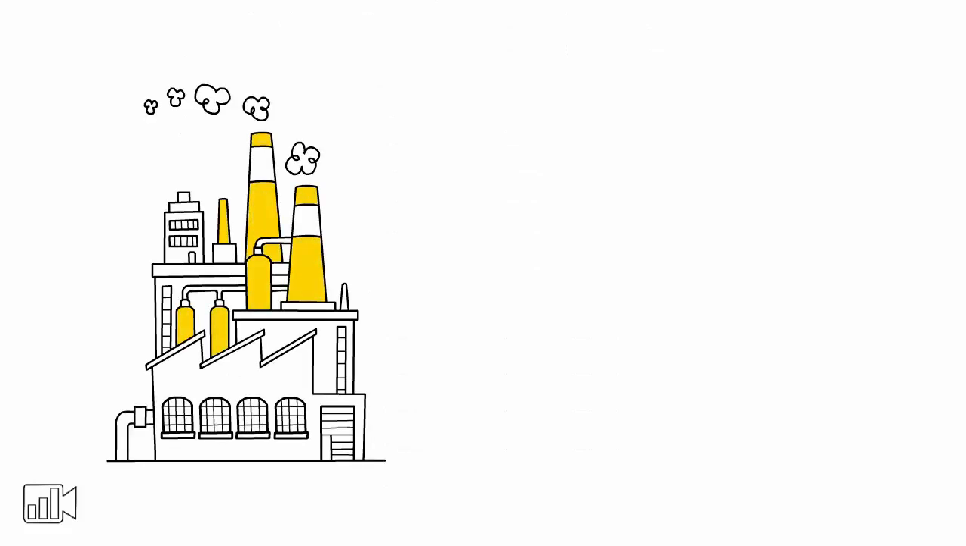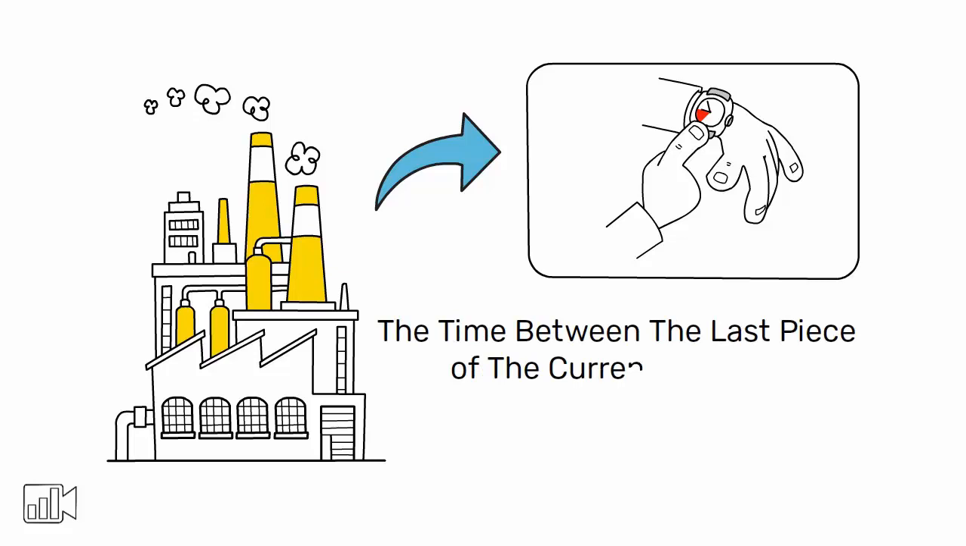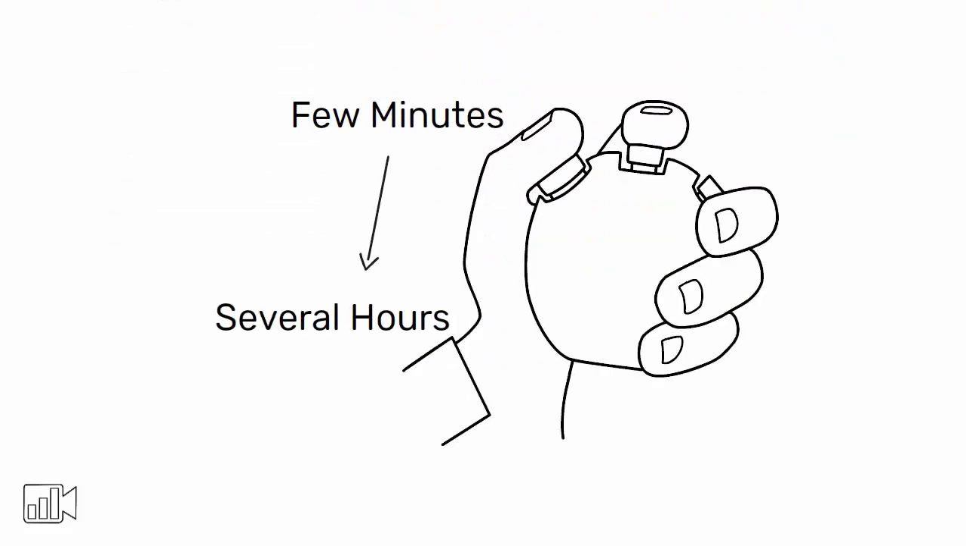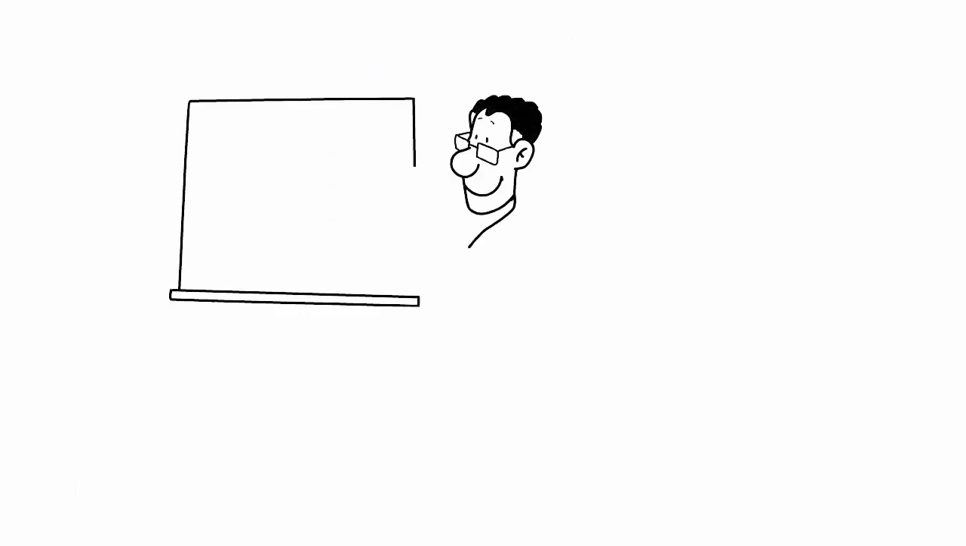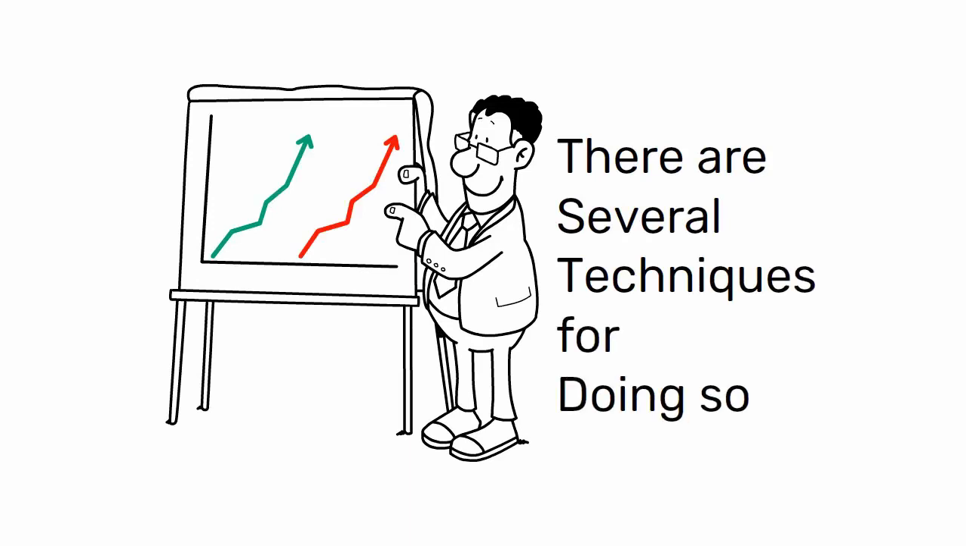In the manufacturing industry, changeover time is measured as the time between the last piece of the current run and the first good piece produced after the changeover. This time can range from a few minutes to several hours, depending on the complexity of the production process. Reducing changeover time is essential for increasing productivity, and there are several techniques for doing so.